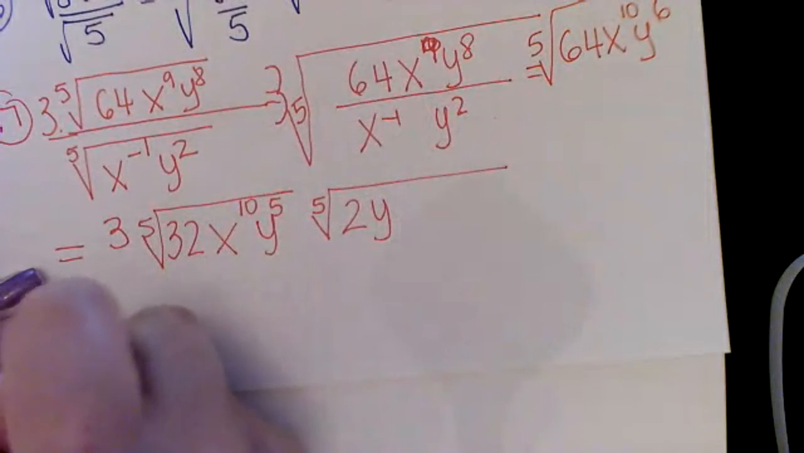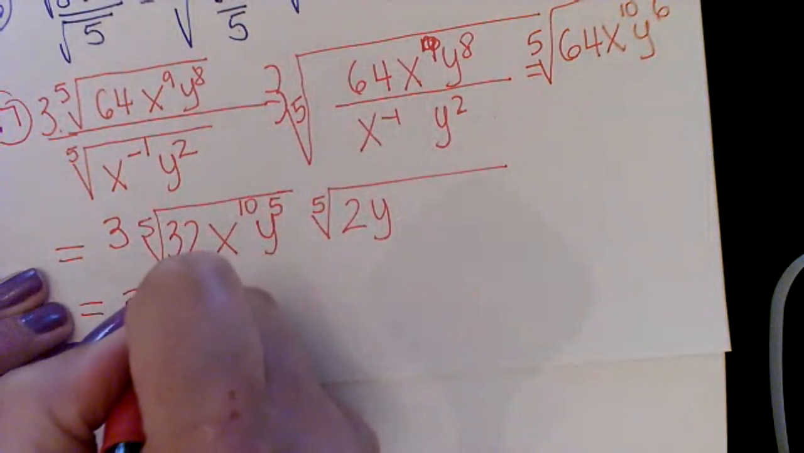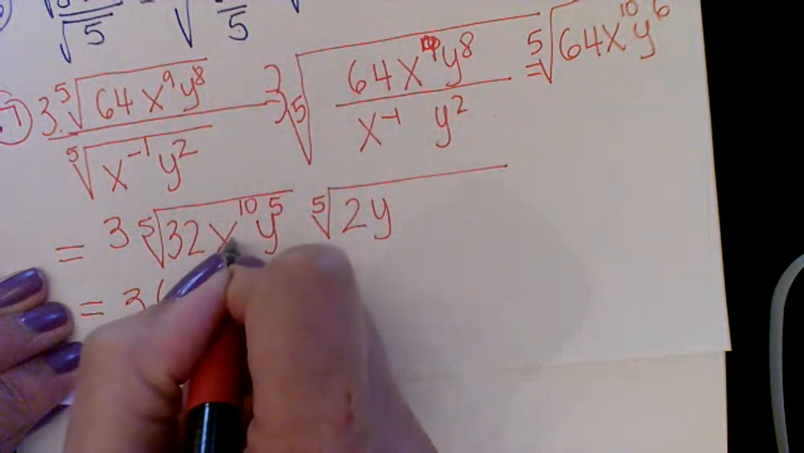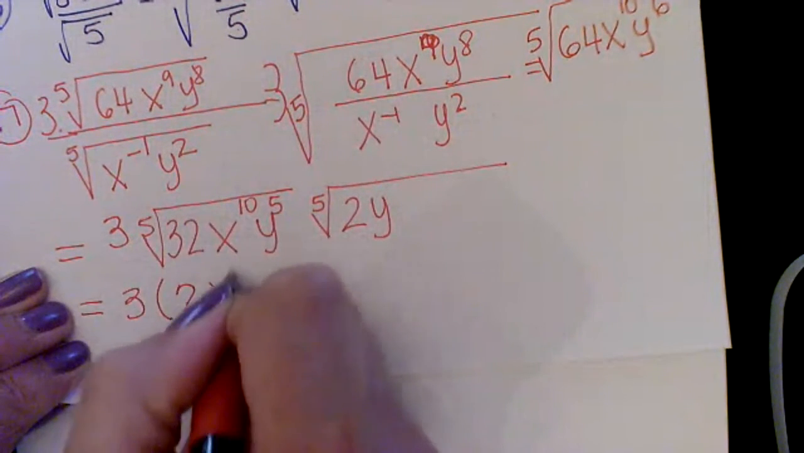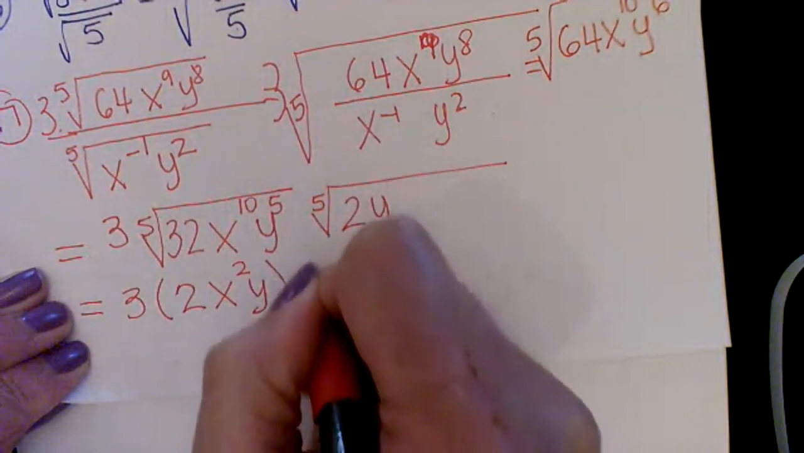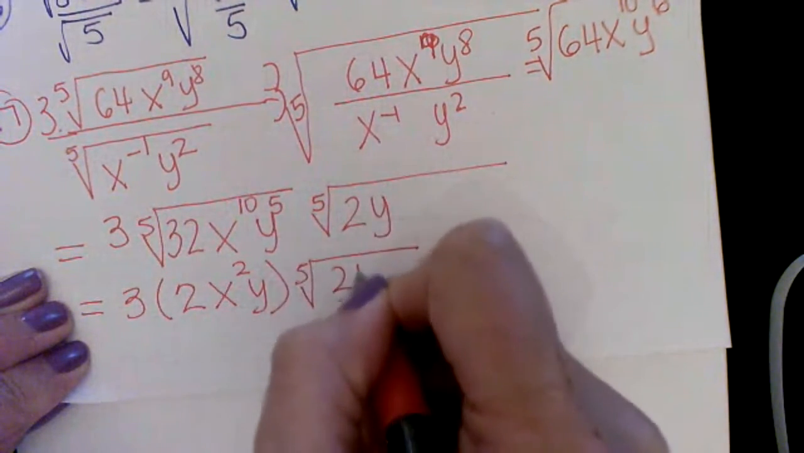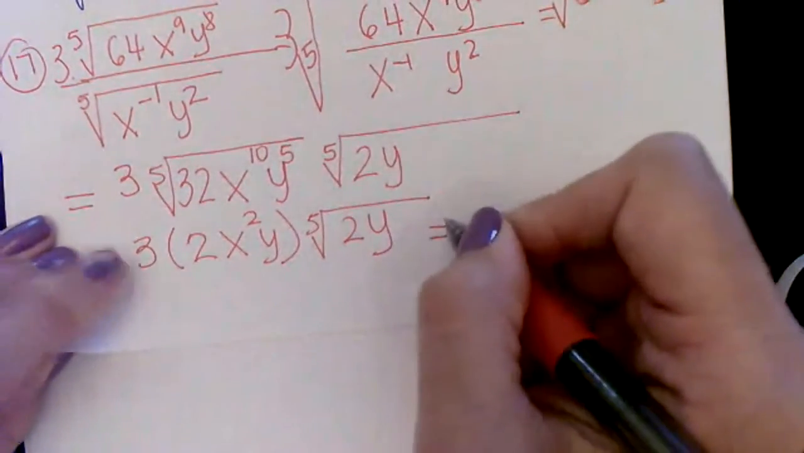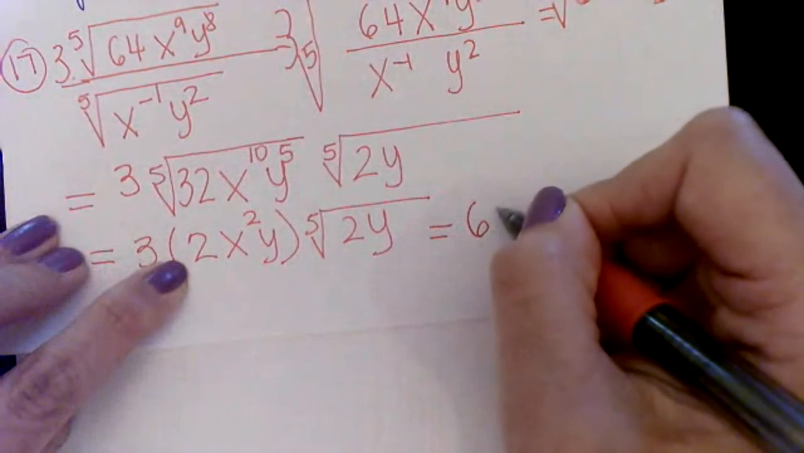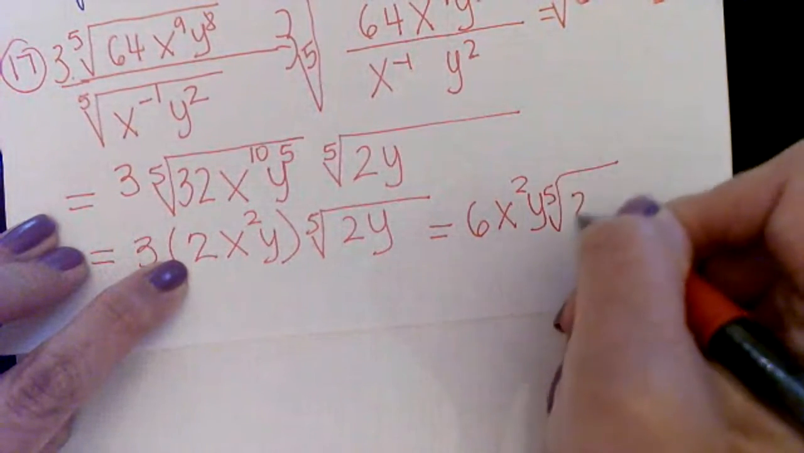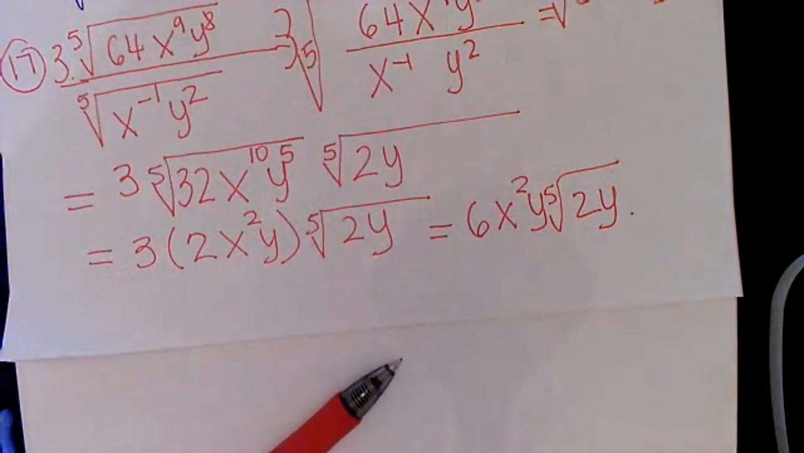So what I'm going to have here is 3 times what? The 5th root of 32 is 2. 10 divided by 5 is 2. 5 divided by 5 is 1. And this is going to be multiplied to y. So my answer is going to be, I just have to multiply 3 times 2, x squared, y, 2y. Okay?